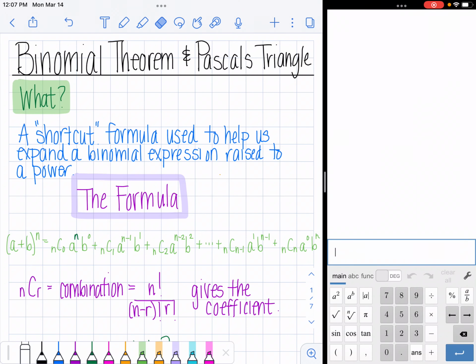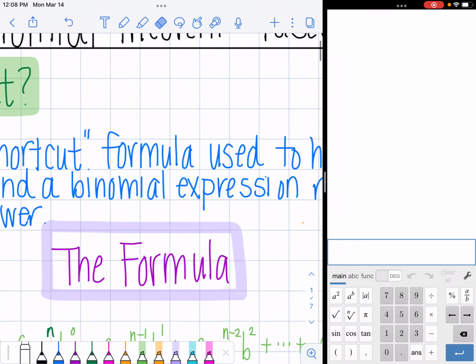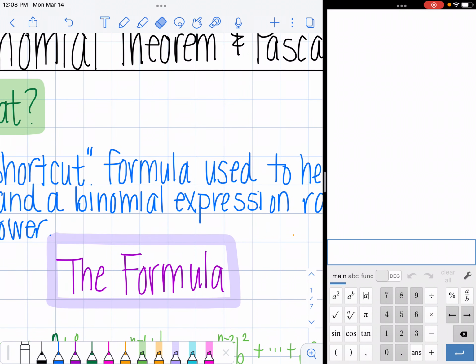Hi there, in this video we're going to learn about the binomial theorem and Pascal's triangle and how it relates to the binomial theorem. So what is this? The binomial theorem is a shortcut formula that is used to help us expand a binomial expression raised to a power. So that's kind of a lot, so I'd like to break this down.